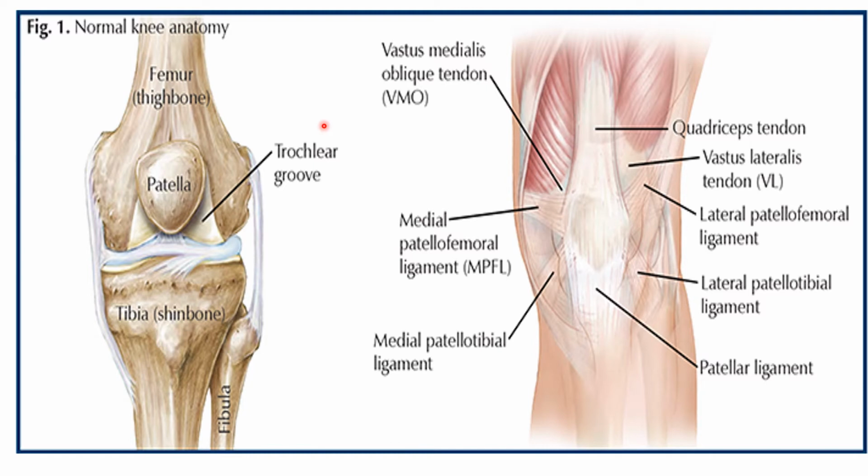Now clinical application. We can see the fracture of the patella. The patella can be fractured by direct injury. The patella can also be fractured by sudden violent contraction of the quadriceps femoris. So the patella can be fractured by direct injury or sudden contraction of the quadriceps femoris.